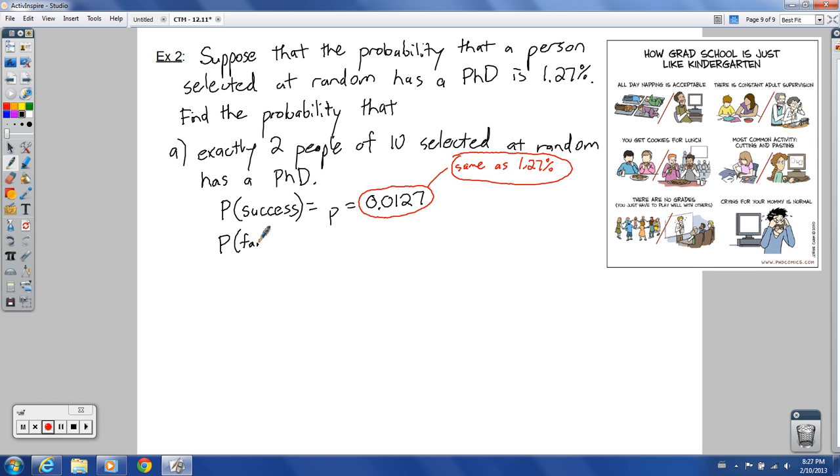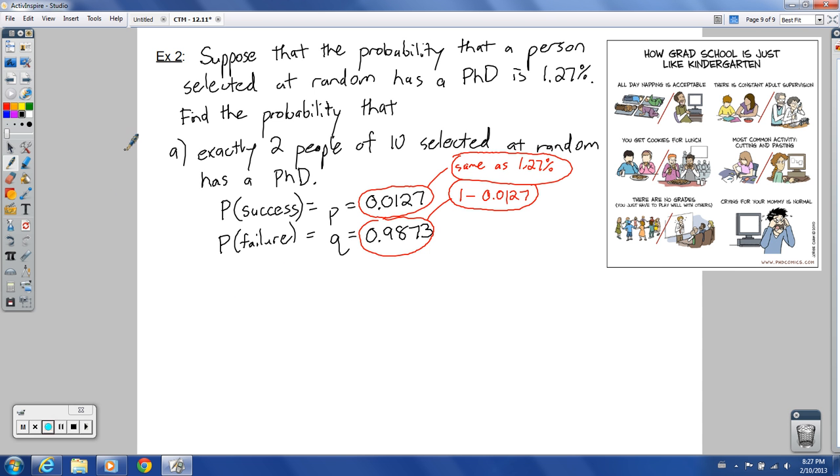So probability of failure now, that's my lowercase q, that would just be 1 minus this. So that would be the remainder of this. It would be 98.73%, or in other words, 0.9873. I said 99.73 and 0.9973, I meant 98, I'm sorry. So where did that come from? This is just 1 minus the 0.0127.